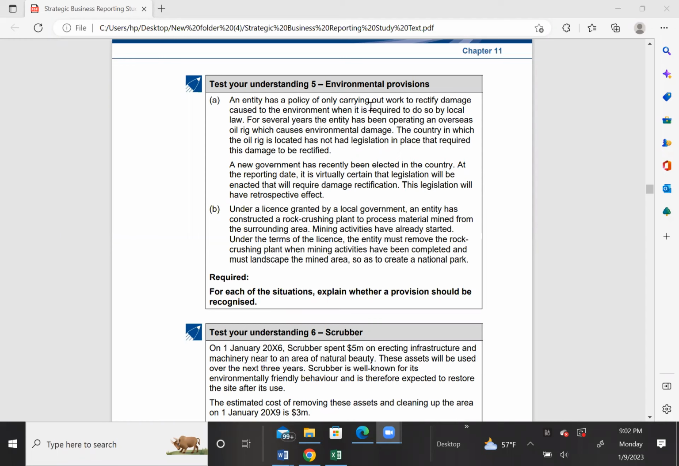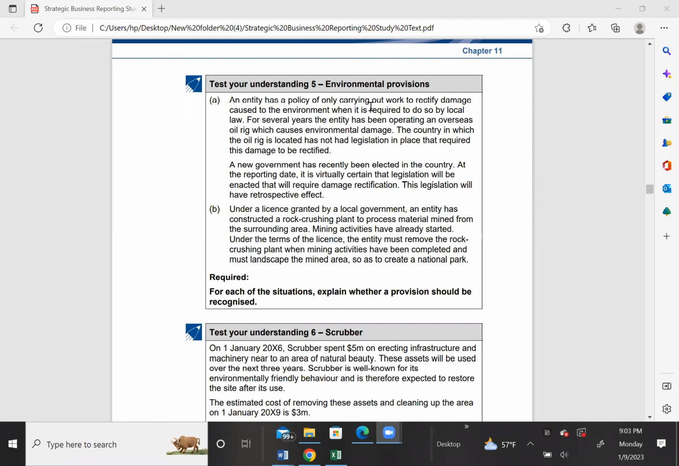Second case study. Under a license granted by a local government, an entity has constructed a rock crushing plant to process material mined from the surrounding area. So the local government has given a license. They have installed a rock crushing plant in which they will crush the rock which they have mined. Mining activities have already started. Under the terms of the license, the entity must remove the rock crushing plant when mining activities have been completed and must landscape the mined area so as to create a national park.